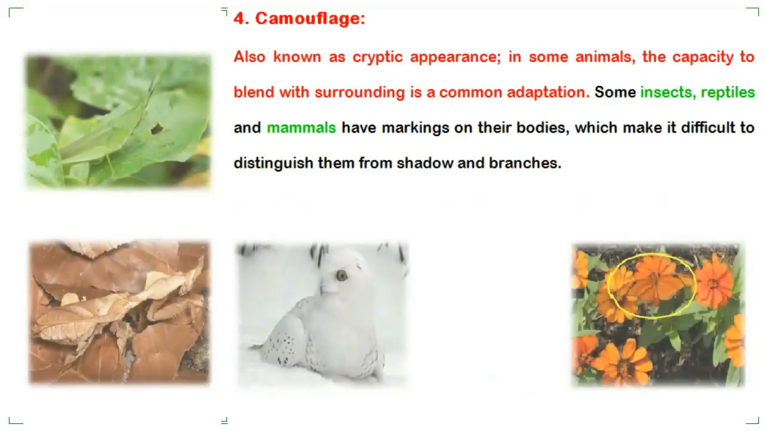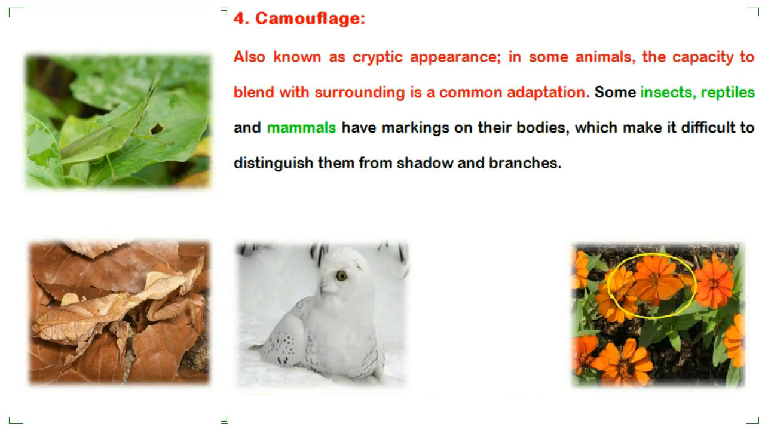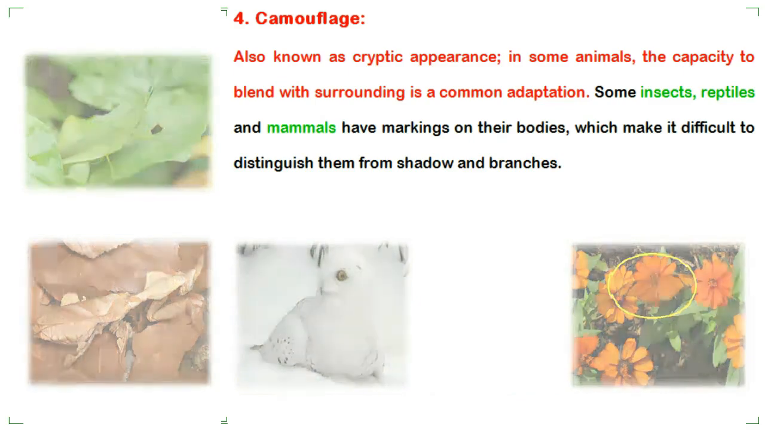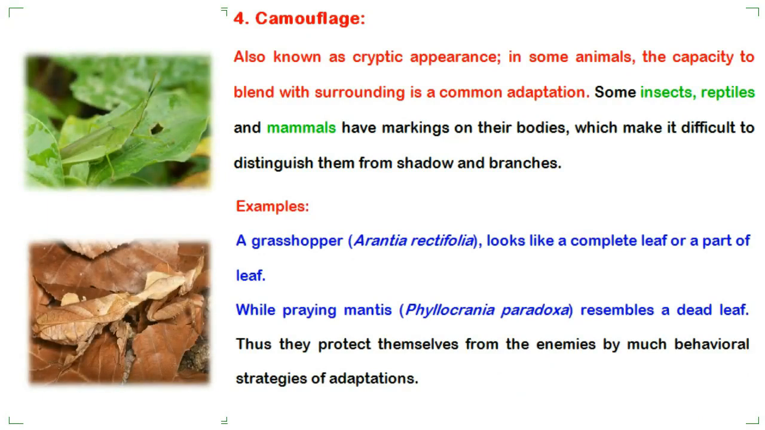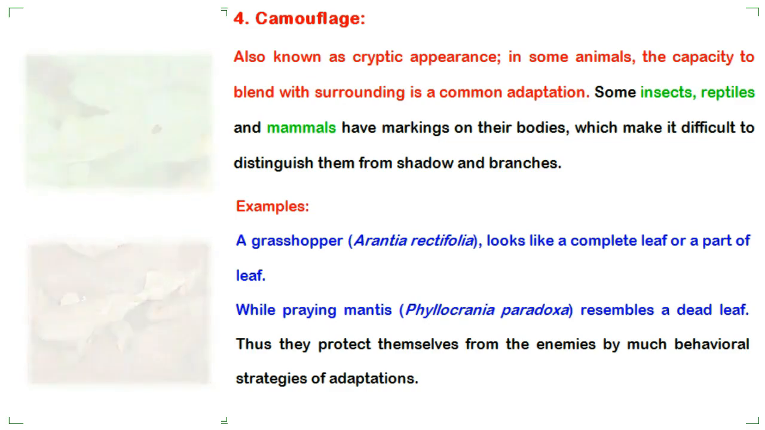Camouflage. Camouflage is also known as cryptic appearance. In some animals, the capacity to blend with surroundings is a common adaptation. Some insects, reptiles and mammals have markings on their bodies, which make it difficult to distinguish them from shadow and branches. For example, a grasshopper, Aranthia rectifolia, looks like a complete leaf or a part of a leaf, while the praying mantis, Phyllocrania paradoxa, resembles a dead leaf. Thus they protect themselves from enemies by such behavioral strategies of adaptation.